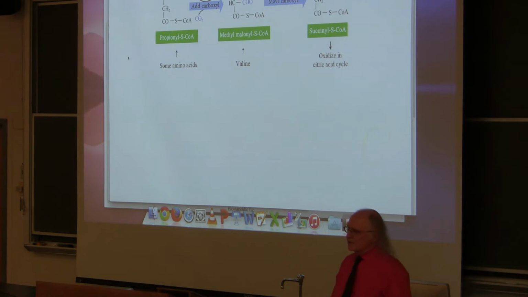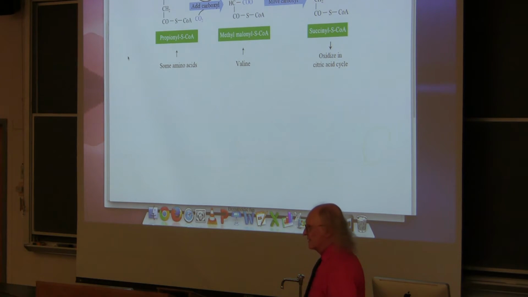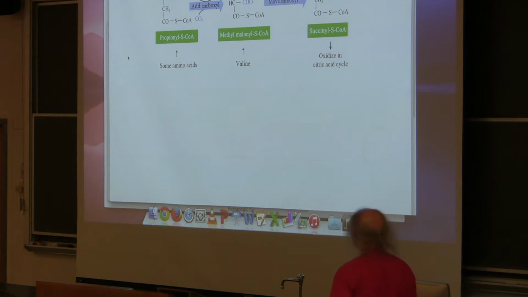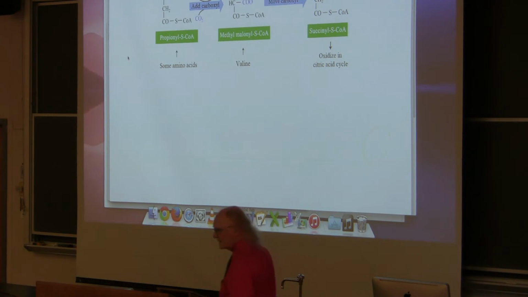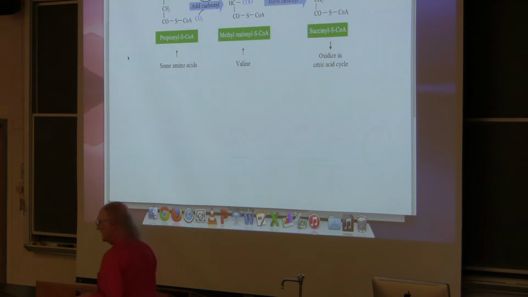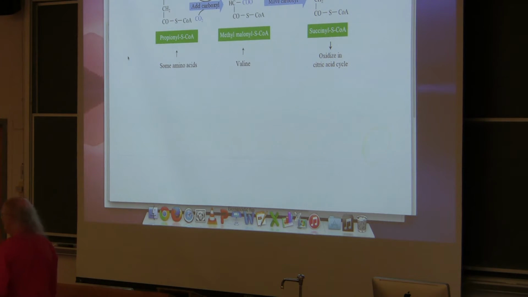Okay. Let's talk about odd-chain fatty acids. Odd-chain fatty acids. All right. What is an odd-chain fatty acid? Well, most fatty acids in the body have an even number of carbons. 24, 22, 20, 18, 16, et cetera, et cetera.